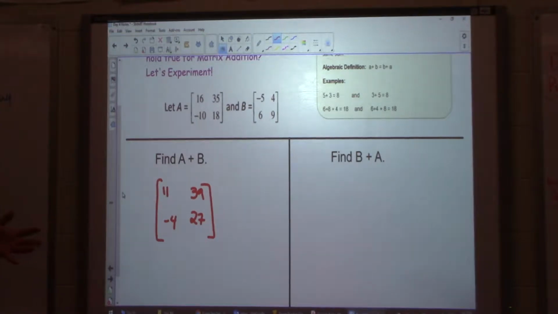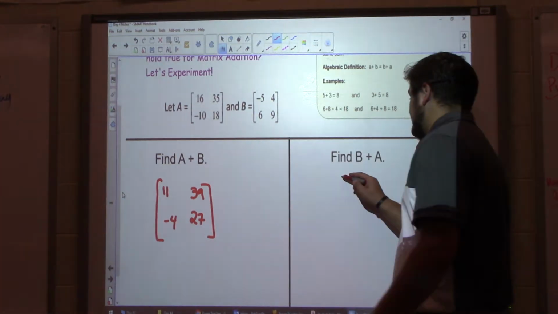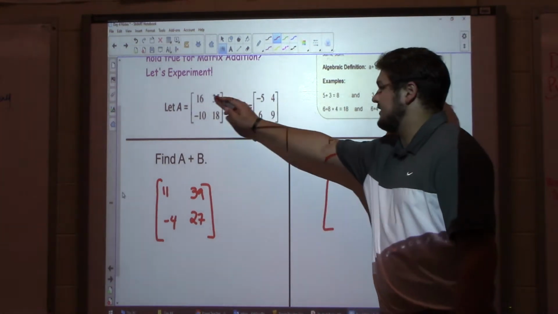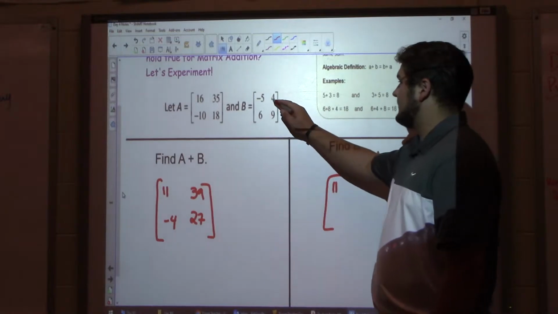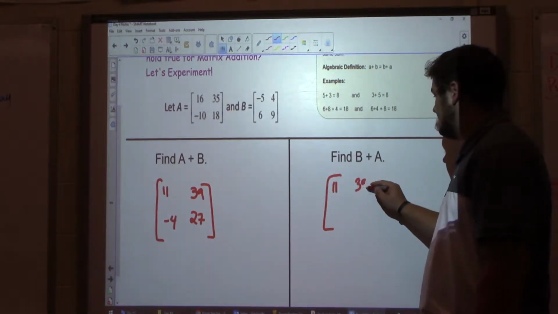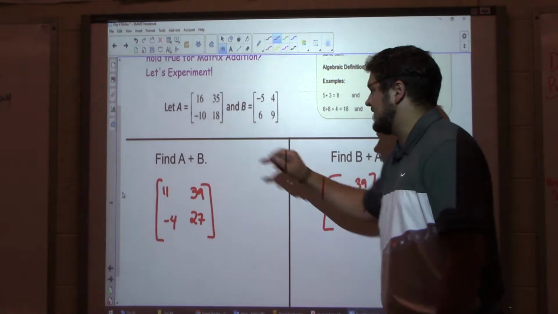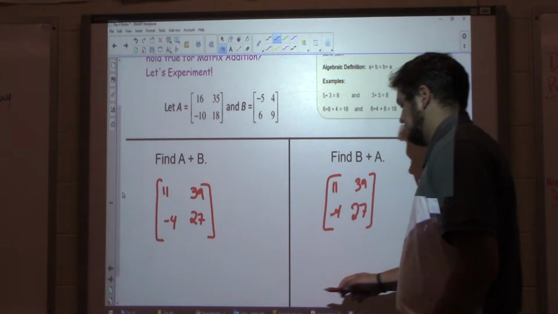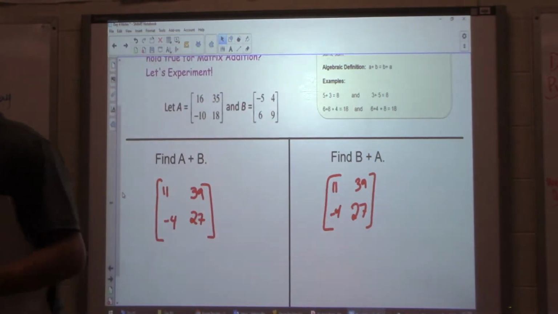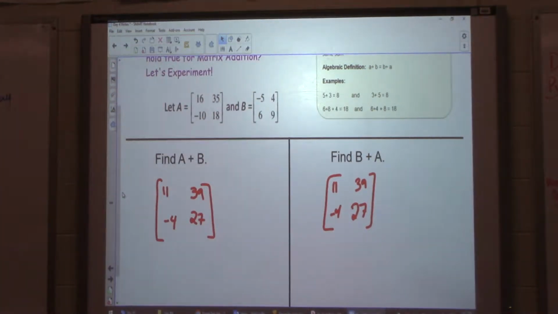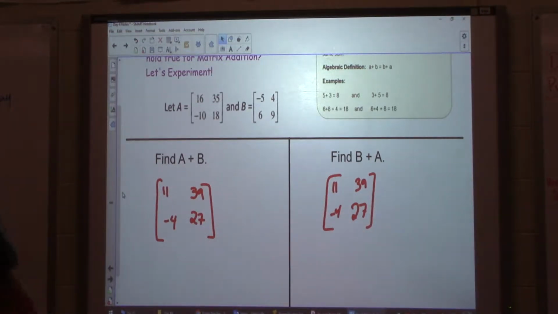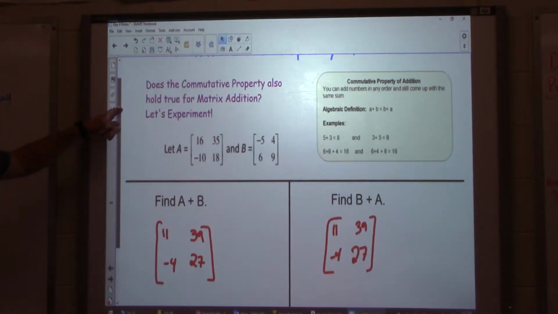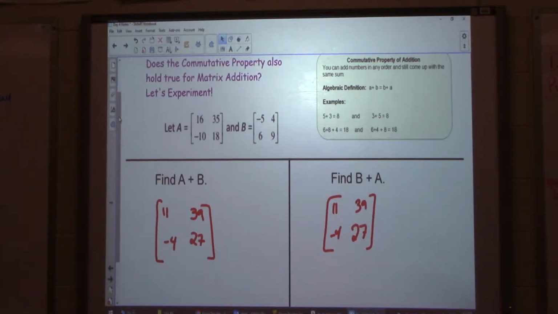Okay, I did A plus B. Now I'm going to check B plus A. So I'm going to do the same thing over here. Negative 5 plus 16 is 11. 4 plus 35 is 39. 6 plus negative 10 is negative 4. And 9 plus 18 is 27. So, does it hold true for matrices? Yes, this one does hold true. Not all of the ones we're going to do today will be true, but most of them will be. So, commutative property of addition does hold true for matrices.